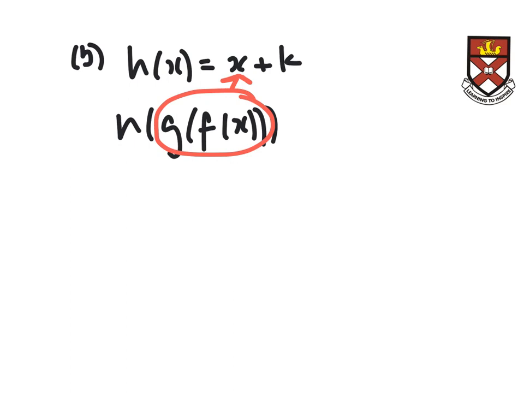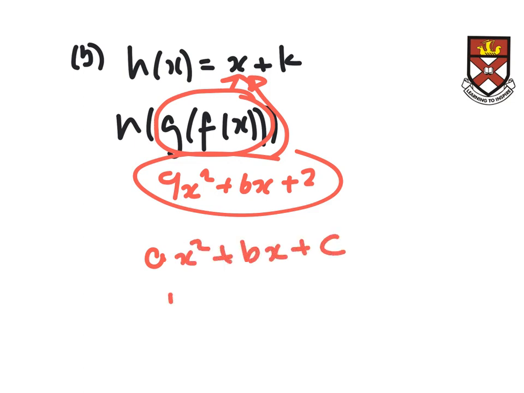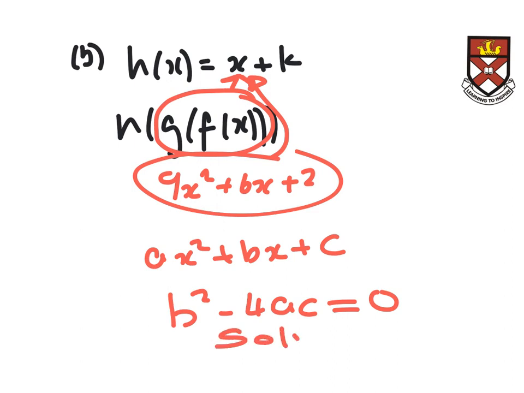Okay, now I'm going to be nice to you and tell you that the answer you got previously should have been 9x squared plus 6x plus 2. So this is the formula which goes in here. Rearrange that formula so you've got ax squared plus bx plus c, plug it into your b squared minus 4ac, and because it's equal roots, put it equal to 0 and then solve. It's quite a hard question, is number 2.